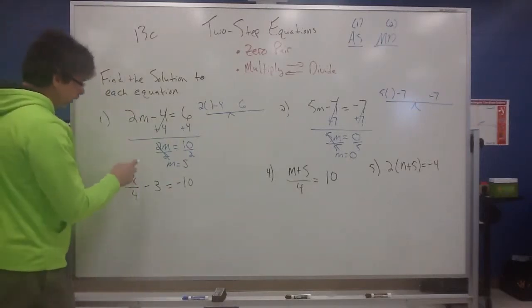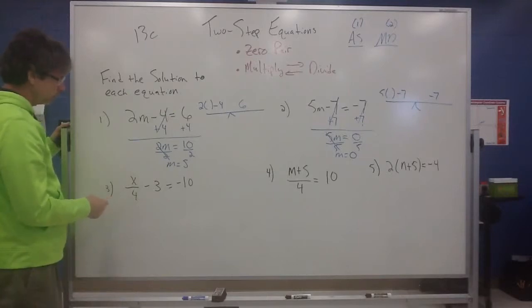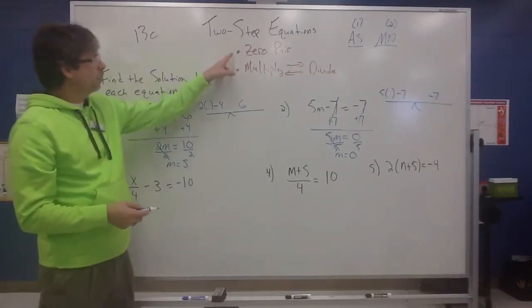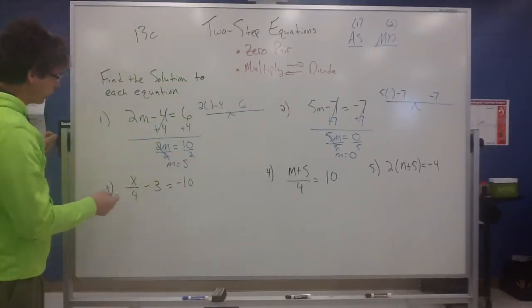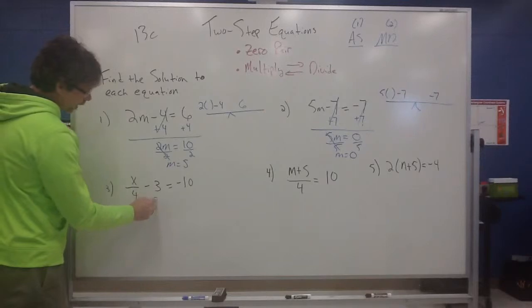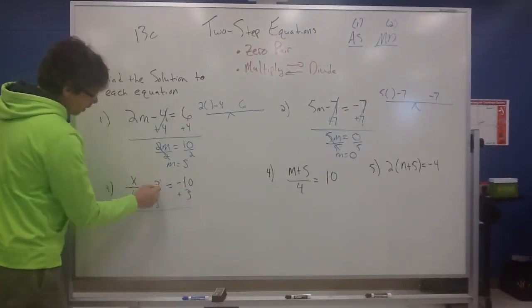So let's look at this next example. Again, I want to find the solution to this problem. Again, what we can do is using our steps: zero pair, multiply or divide. Let's see what we have here. So notice how we have this -3 here. I can zero that out by adding a 3. That -3 and +3 divide out.